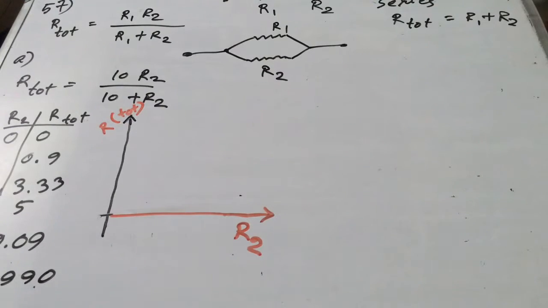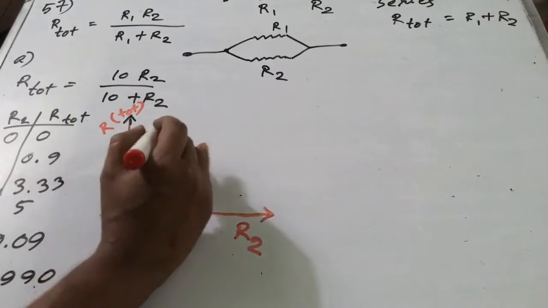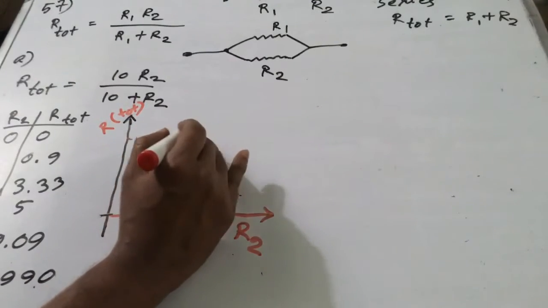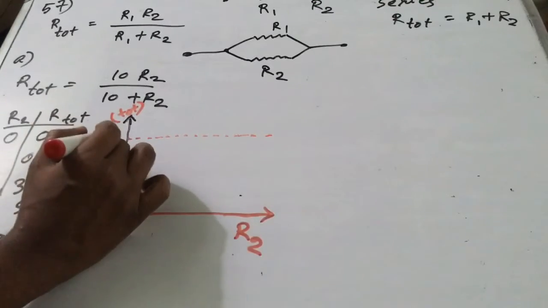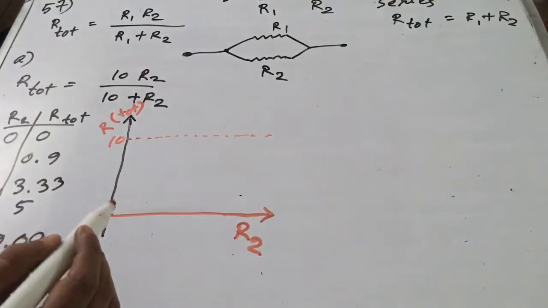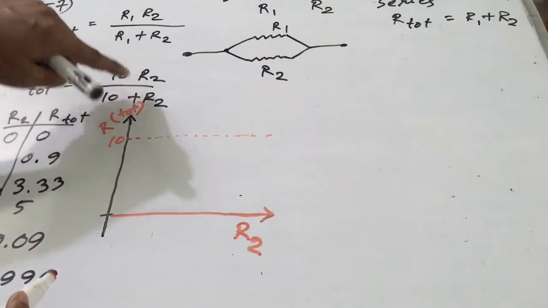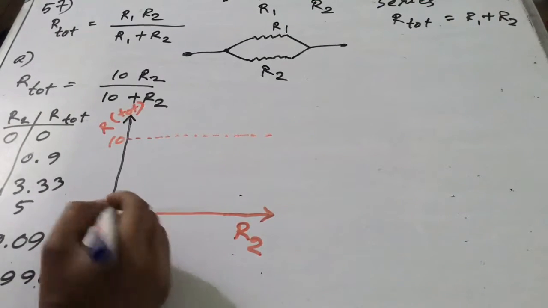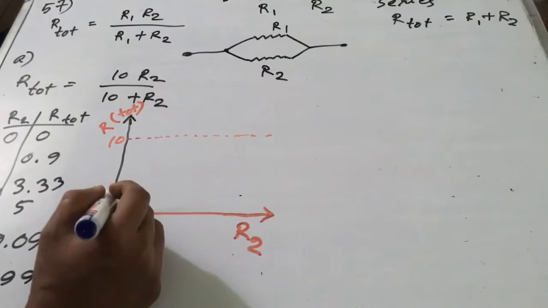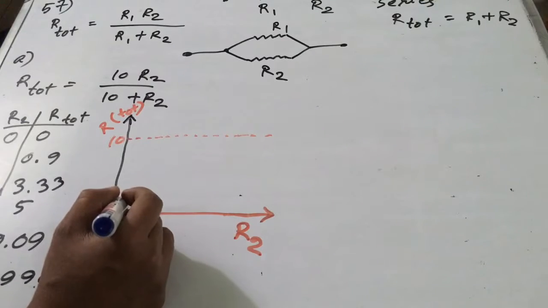So I'll just try to draw the line, and let me draw the 10. This value is 10. This will be the horizontal asymptote, 10 by 10. And look at the graph actually. When it is 0, this is 0. So 0, 0. When it is 1, it is 0.9, so somewhere here.